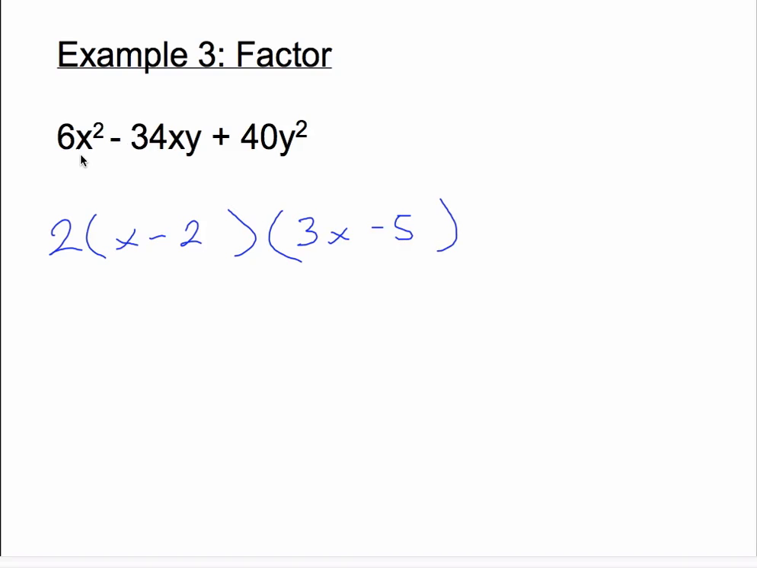We've got a y in here, right? So what we do here is we actually have an x and a y in our factors, and it's going to be x minus 2y and 3x minus 5y, and that will work out to give you this expression right here.